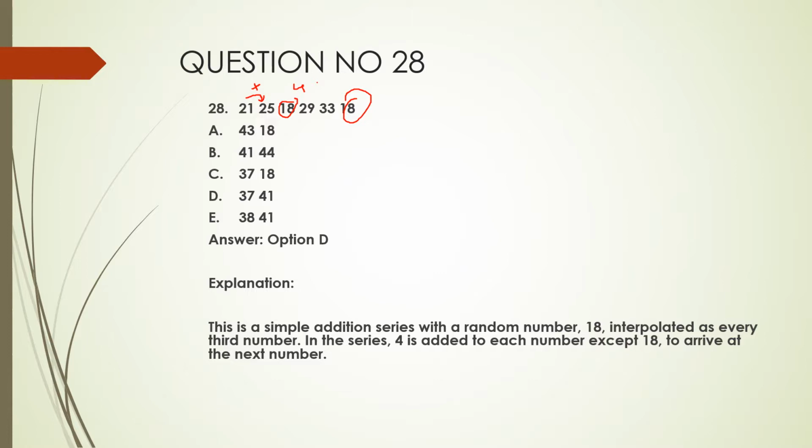Then the constant will be repeating after each 3 letters. So 37, and next letter will be plus 4, that is option D, 37, 41.